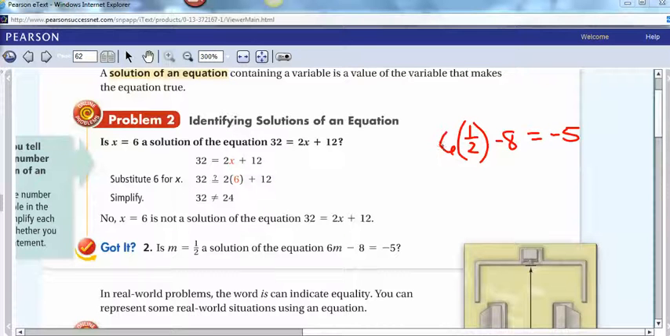You already know it, don't you? What's 6 times 1/2? 3. Because 6 times 1/2 is the same thing as 1/2 of 6. So 3 minus 8 does equal negative 5, doesn't it? Alright, so that works. So is it a solution? Yes, it is.